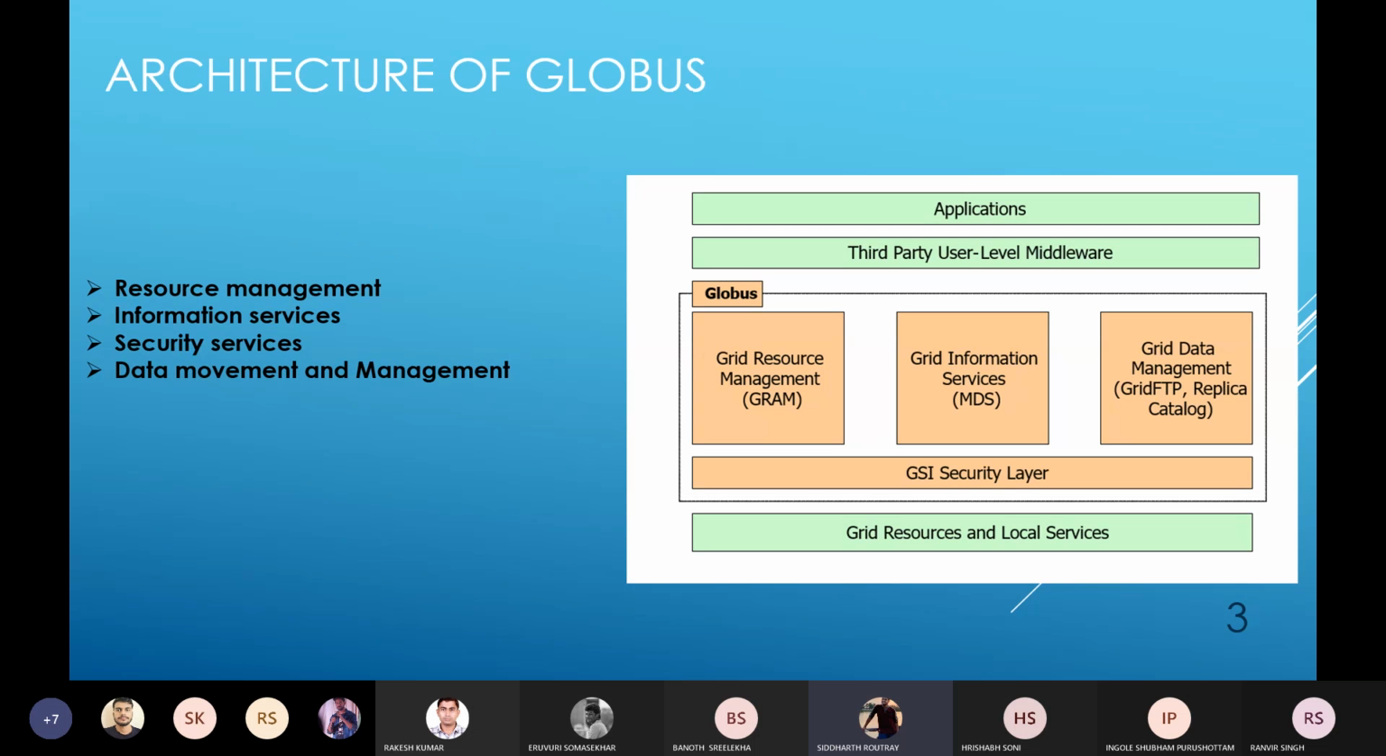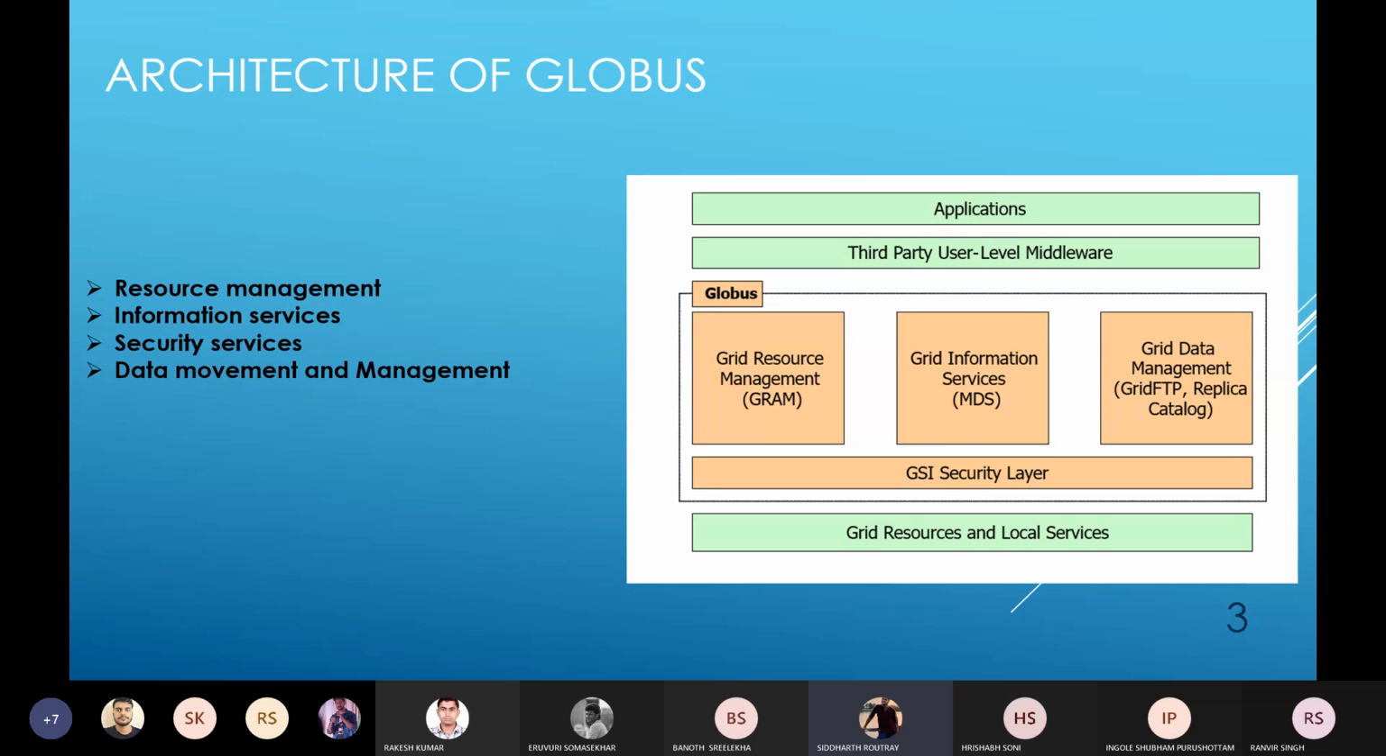Now, the architecture of Globus. The diagram on the right side shows the architecture, in which the application layer sits at the top and, using third-party middleware software, communicates with protocols such as GRAM, that is Resource Management, MDS, and Grid Data Management. Now, what are these protocols? GRAM is used to handle placement, provisioning, and lifetime management of jobs. It is used to allocate the resource and to manage the resource for carrying out a certain task. Then comes MDS.